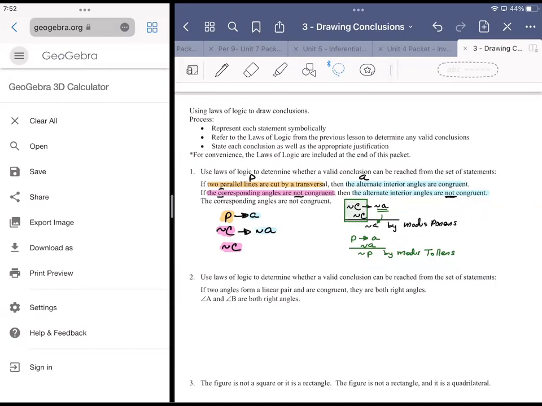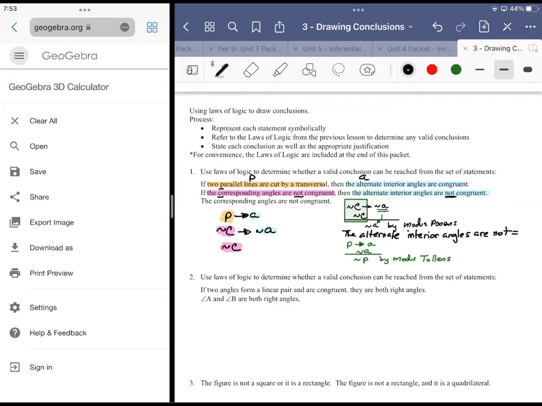But I now know two pieces of information. And again, the direction said, determine whether a valid conclusion can be reached from the set of statements. So I guess the answer is yes, they can. A valid conclusion can be drawn. I drew two of them. But it'd be nice to know what those two are. Right? So not A is telling us that the alternate interior angles are not congruent.